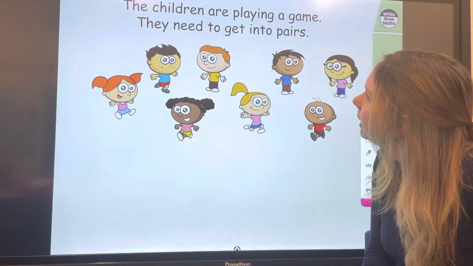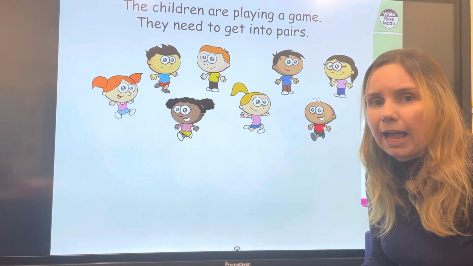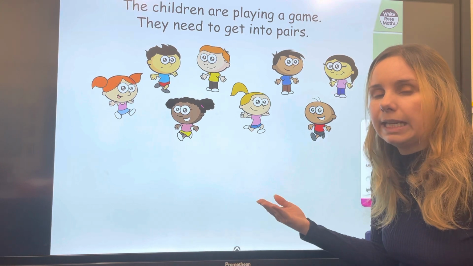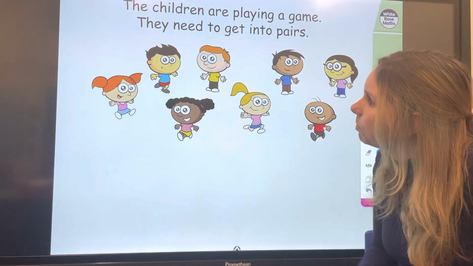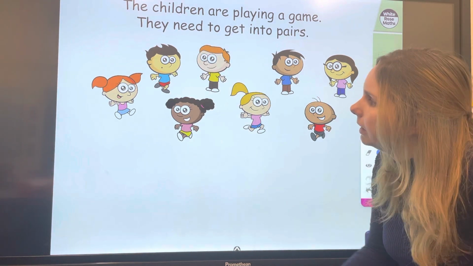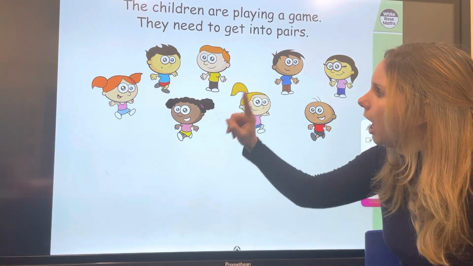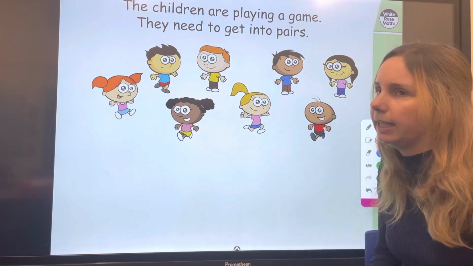Now the children are playing a game. They need to get into pairs. How many are in a pair? 2. What do you know about the number 2? It is even. So let's have a look. Will these children be able to get into pairs? Count up how many there are. 1, 2, 3. Hope you're joining in at home. 4, 5, 6, 7, 8.